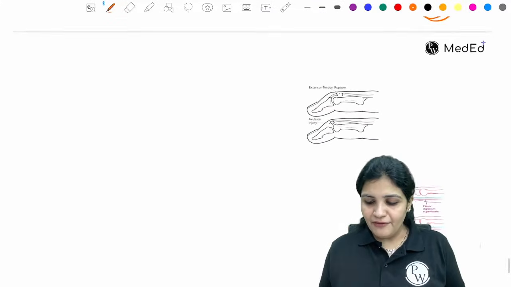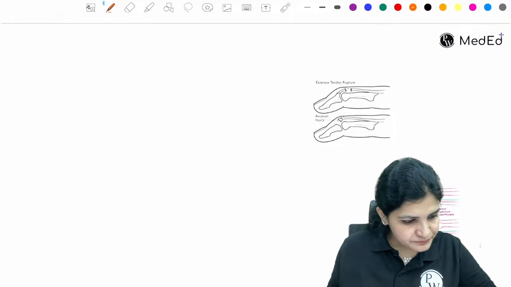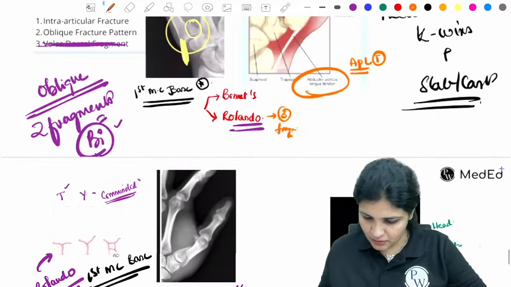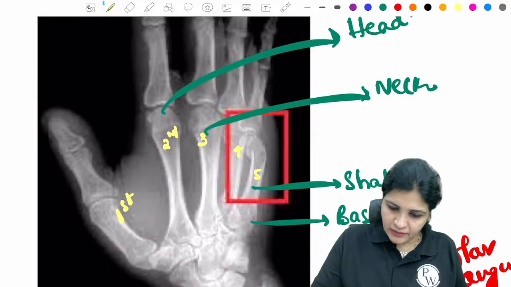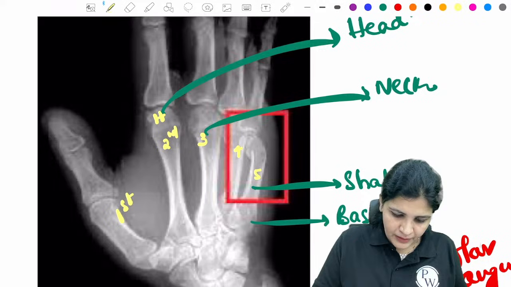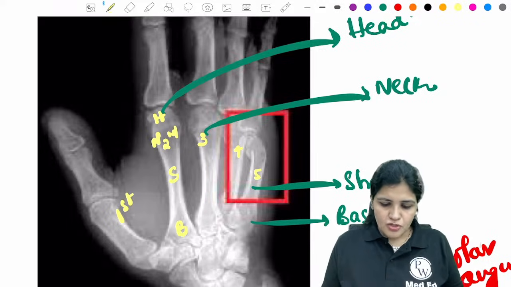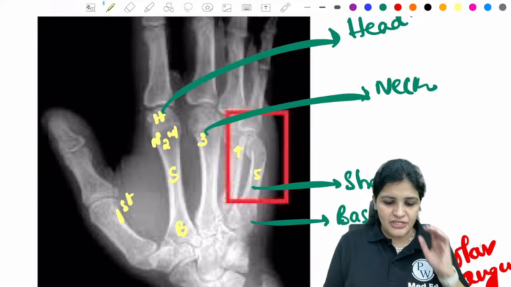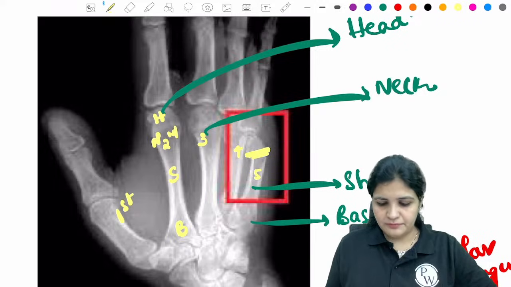Okay. Now let us understand a few soft tissue injuries which might occur. Neck fractures here. This is the head, this is the neck, shaft and base. So between the head and shaft is the neck. So this is the neck fracture.